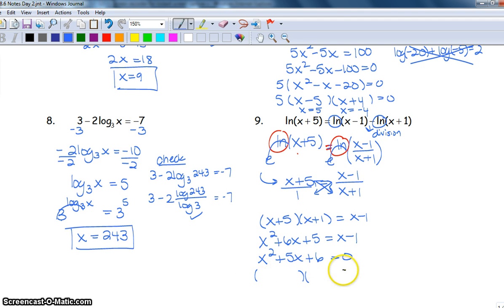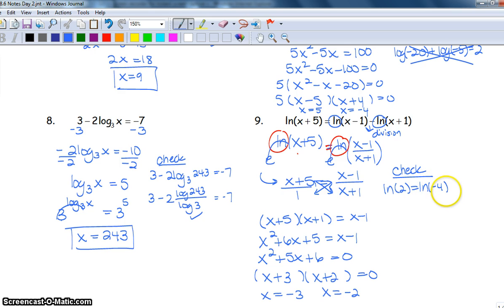So I'm looking for two numbers that are going to multiply to 6 but add to 5. That's 3 and 2. So we've got two possible solutions, one at negative 3 and one at negative 2. So we go to check. We've got the natural log, we plug in negative 3. Natural log of 2 equals natural log of negative 4 minus natural log of negative 2. As soon as you see the natural log of a negative 4, just like in the last problem, that's not possible. So this one's not going to work.